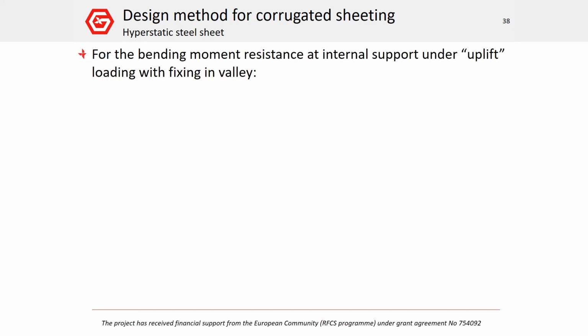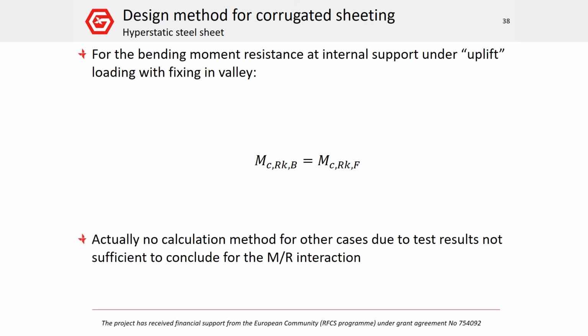When a corrugated steel sheet is in a hyperstatic configuration, like on three supports and fixed in the valley, it is possible to determine its bending moment resistance for uplift loading. The value is the same as the value of the bending resistance on span. The other aspects of the design of corrugated steel sheet in hyperstatic configuration must be determined by further studies.